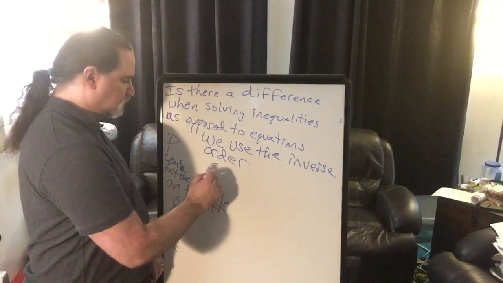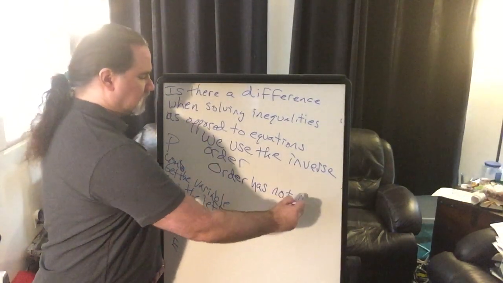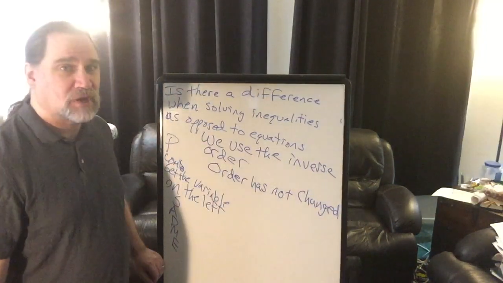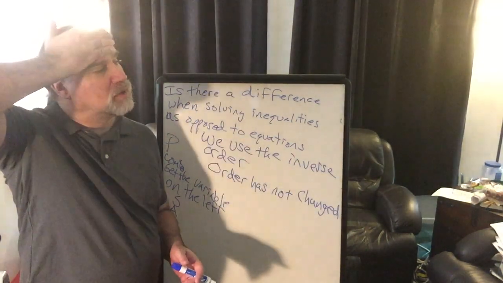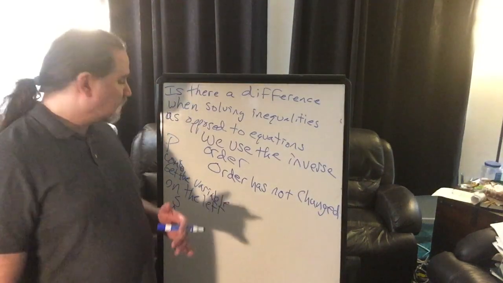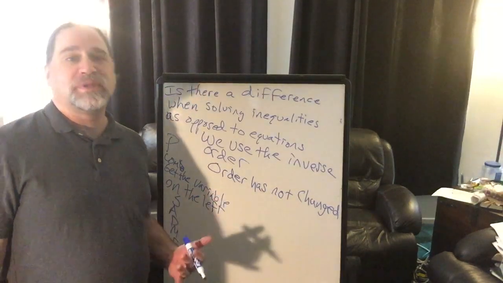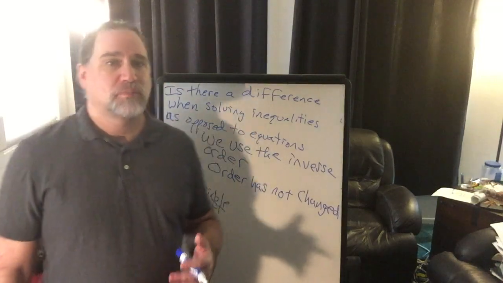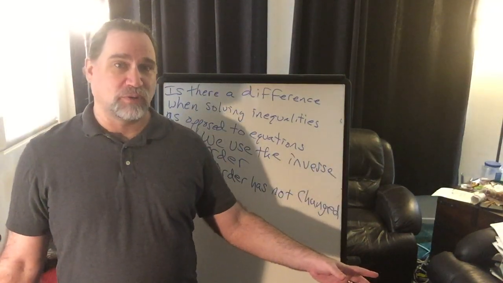Okay? Order has not changed. So for the most part, you're going to be solving these exactly the same way you would be solving them if they were equations. We're going to do the same things in the same order every time. Now, when we're doing these, we're actually going to go through very, very simple problems. We are not going to get anywhere near the five-steppers that we just finished doing with equations.